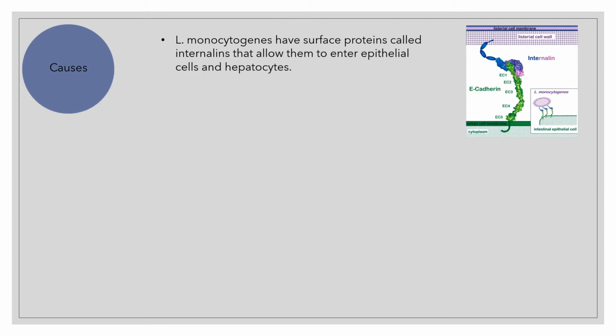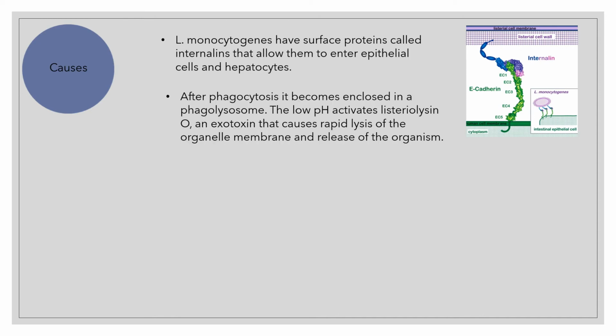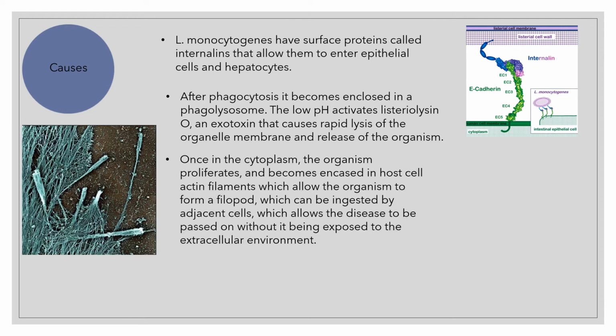So now we'll look at the method in which Listeria infects the body and becomes meningitis. It has surface proteins called internalins that allow it to enter epithelial cells and hepatocytes. Hepatocytes are liver cells. After phagocytosis, it becomes enclosed in a phagolysosome, which creates a rich environment for the bacteria because the low pH activates listeriolysin O, which is an exotoxin that causes rapid lysis of the phagocyte and releases the organism into the cytoplasm.